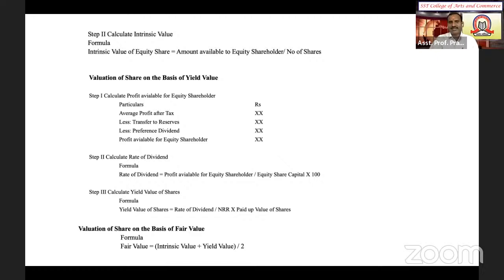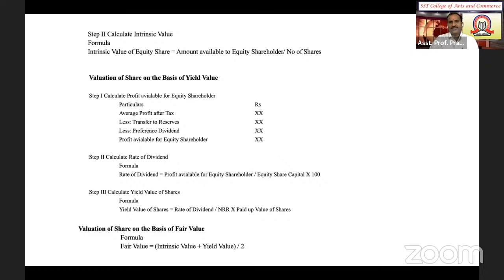Now we'll move to the second method, that is the yield value method. In this yield value method, we have to follow 3 steps. One is you must calculate profit available for equity shareholder. For that, you must follow this format: average profit after tax, from that you have to deduct your reserve, less your dividend. You will get profit available to equity shareholder.